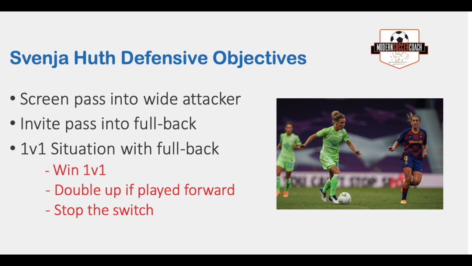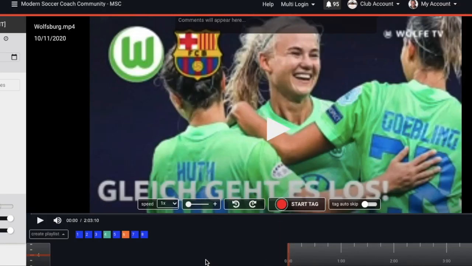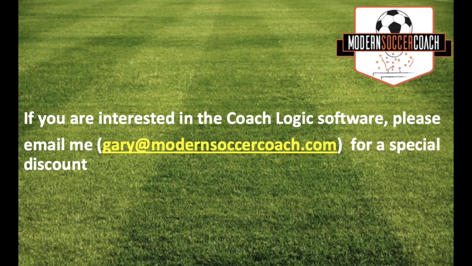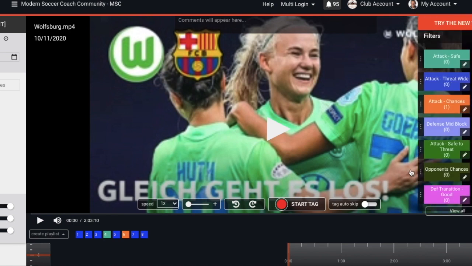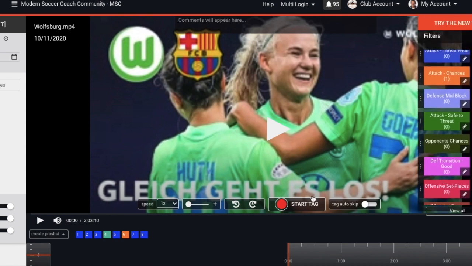So I would load the game up to this system, Coach Logic. I would load it up there, and set my KPIs on the right, and then look to tag the game.